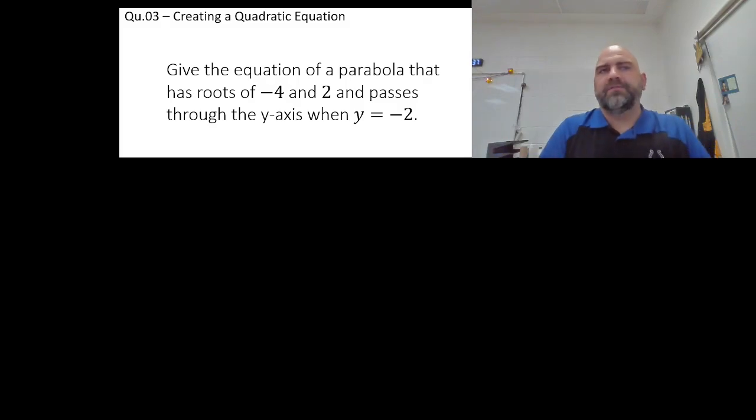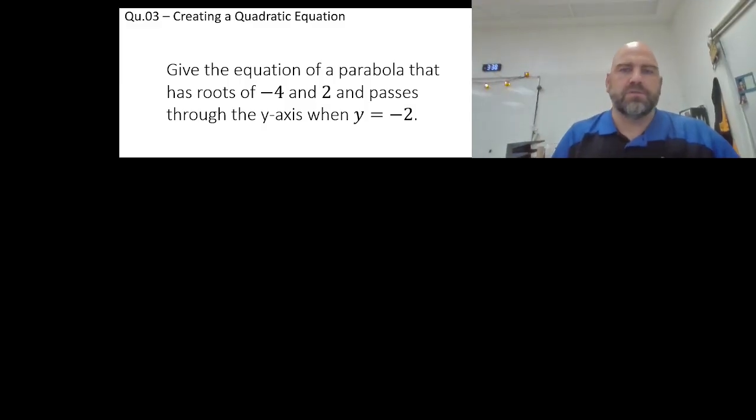All right, welcome to this video here where we are going to try to determine the equation of a parabola given its roots and some other point along that parabola. Okay, so not another root, we need another point along the parabola. In this case here, we're given a parabola that has roots of -4 and 2 and passes through the y-axis when y equals -2. Okay, so how do we do that?